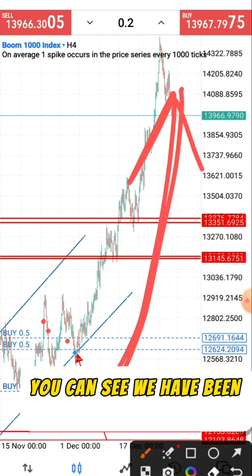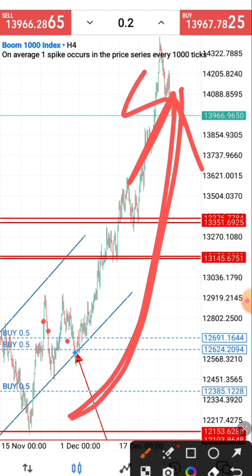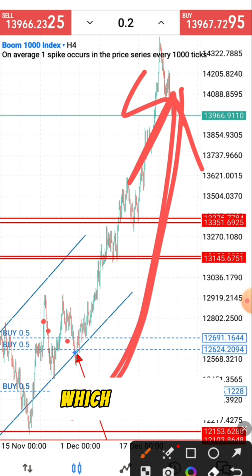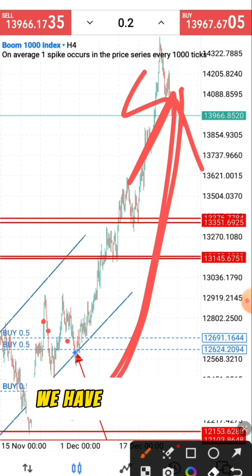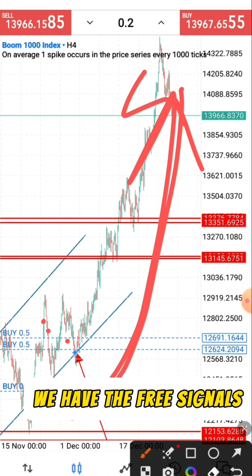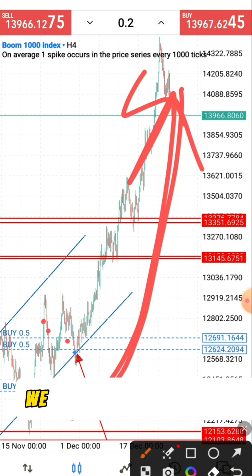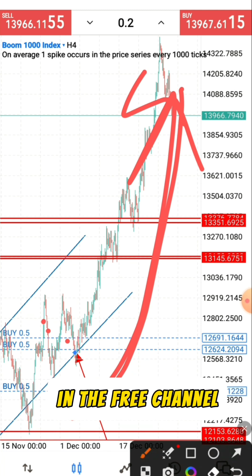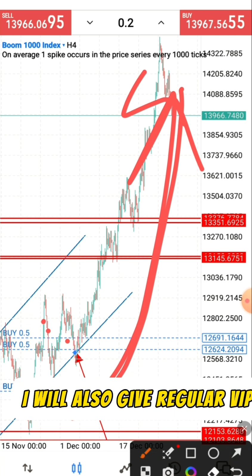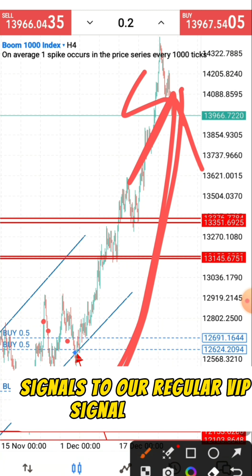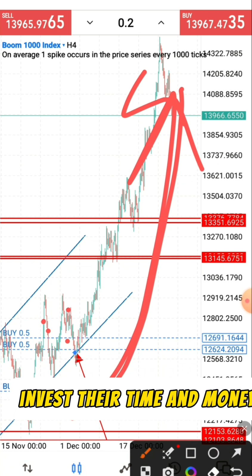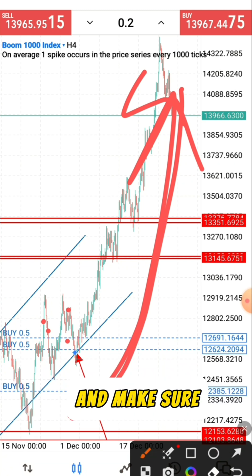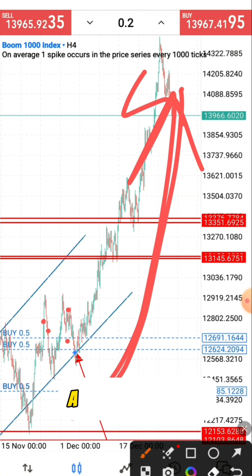You can see we have been holding this trade since the 1st or 2nd of December, which is the same VIP signal setup we have given. And that's why I told you we have two signals. We have the free signals and we have the VIP signals. We send free signals daily in the free channel, and we also give regular VIP signals to our regular VIP signal members. Why? Because they take their time to pay, they invest their time and money, and that's why we're investing our time and money and making sure we give them what we call a higher quality trading setup.